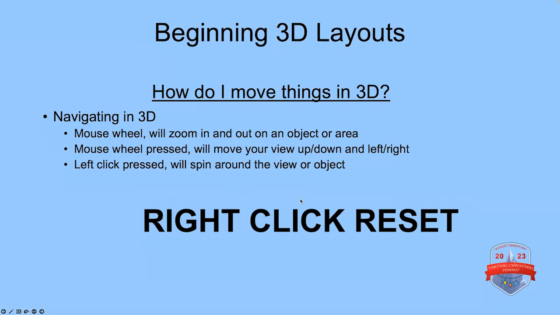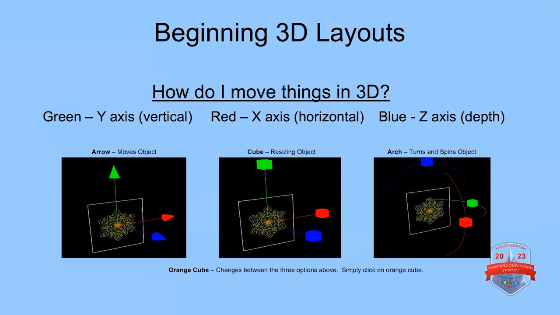All right, remember, right-click reset. Please, please, please. That will save you tons of time and frustration. Now, how are we going to move, and why is this important? So how do I move in 3D? First, the green arrow is your y-axis. That's the vertical. That's moving it up and down by simply holding onto this arrow and pulling it up and pulling it down.